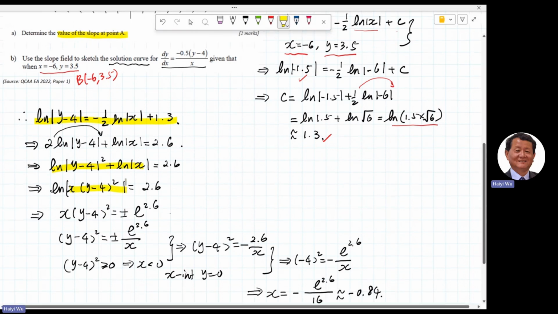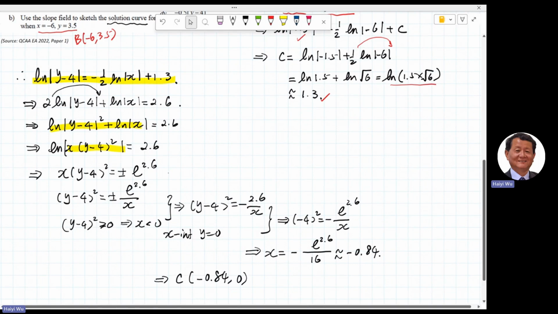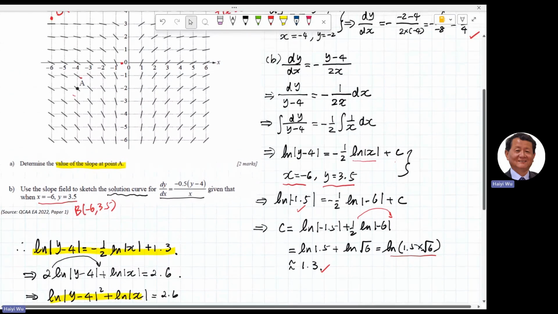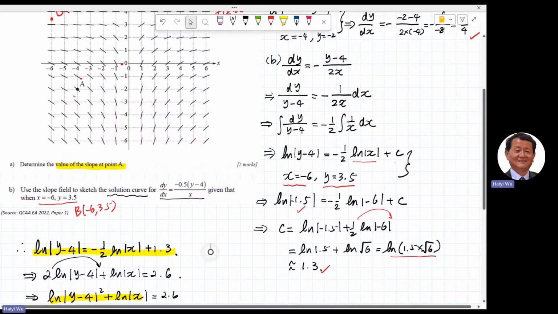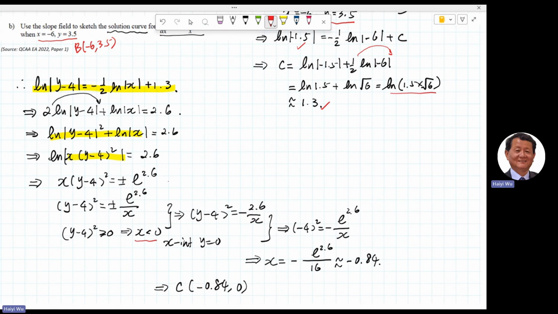Then I'll undo the absolute value. Therefore we get two branches, positive and negative e to the power of 2.6. But which branch should we choose? Remember we want to draw the graph on the left of the slope field. So therefore I'm going to choose x as a negative value. Because (y - 4) to the power 2 is always positive, I need to choose the negative side of the equation, so I'm choosing the negative side.